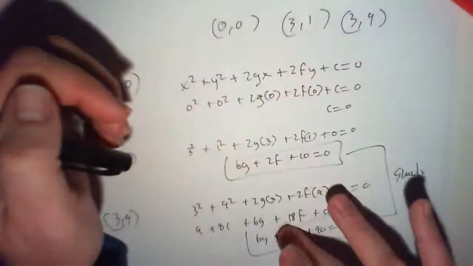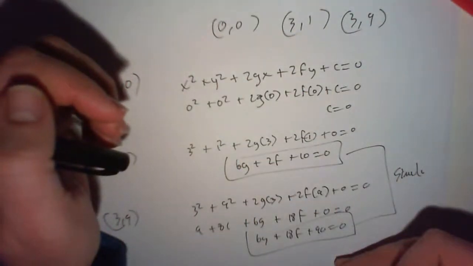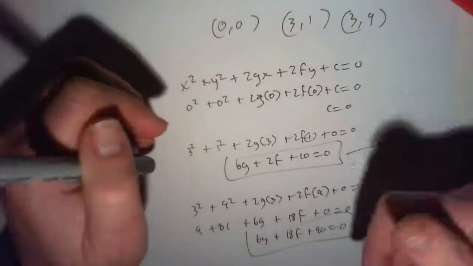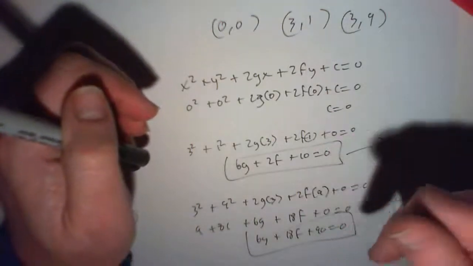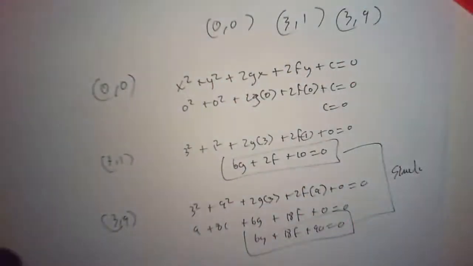I would only do it this way if one of the points is 0, 0, because it is so much quicker. You can see it's ultimately crazily quick compared to the other way. I would only do it if one of the points is 0, 0. Otherwise, I would go back and use the other method.